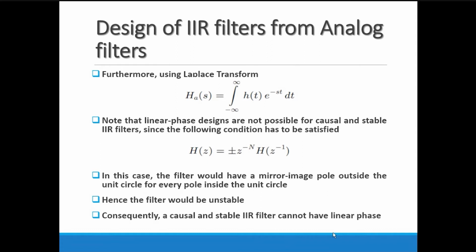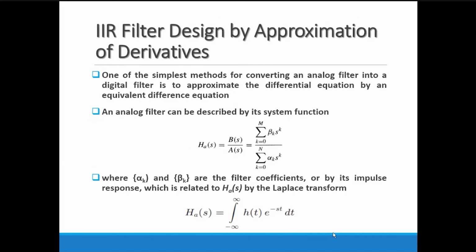But what happens when you implement the mirror image of that, and you assume that it is a linear phase? In that plotting, your mirror image pole will belong to the outside of the unit circle. So in that case, your IIR filter will be unstable. So a causal and stable IIR filter cannot have linear phase. You can conclude that a causal and stable IIR filter cannot have a linear phase design.